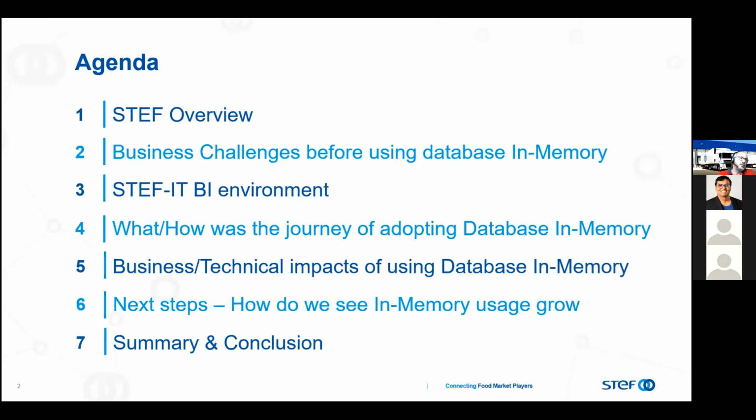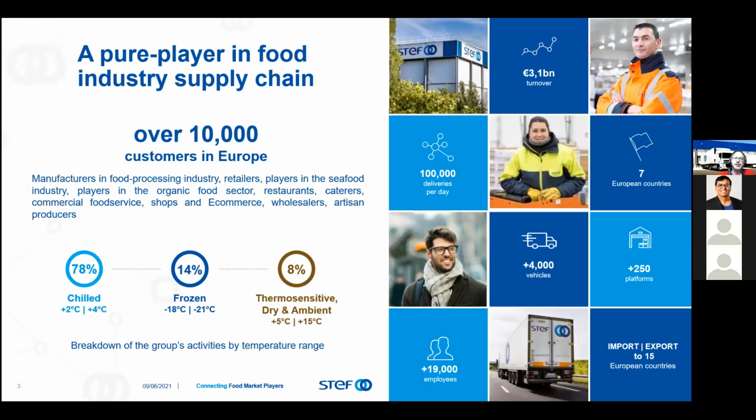Steph is a €3 billion turnover company, a European leader in temperature control, logistic and transport services. Every day, the 19,000 employees work to provide our customers logistics solutions that comply with food security and lead times. Our customers are agri-food manufacturers, retailers, the seafood industry, and out-of-home food service businesses like restaurants or wholesalers.